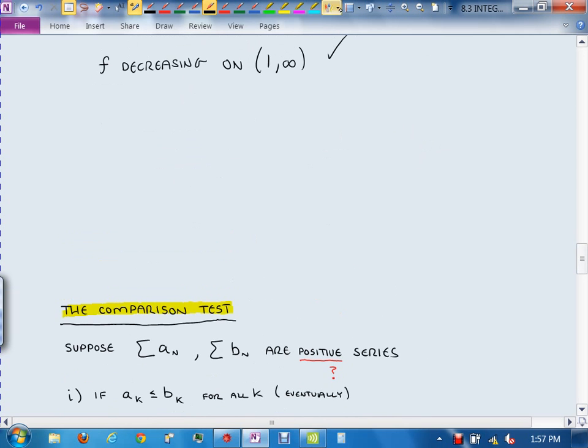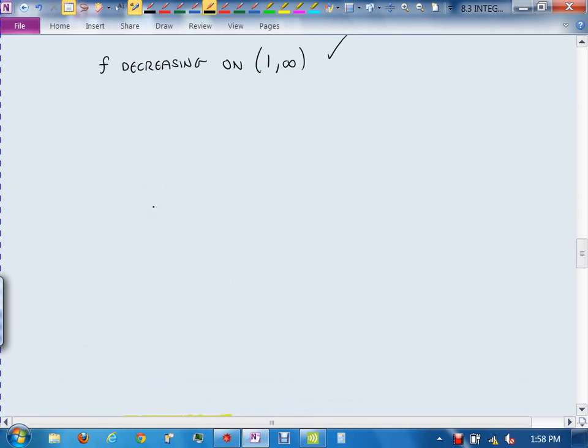So what am I going to do now? Now that I've found a function that satisfies the criteria for the integral test, I'm going to find the integral, right? I'm going to compute this integral now. So I'm going to compute the integral from 1 to infinity of x squared over x cubed plus 1, and basic u substitution.